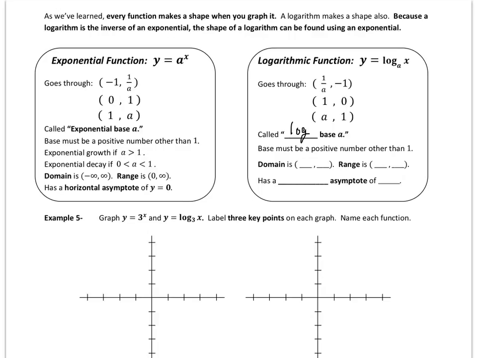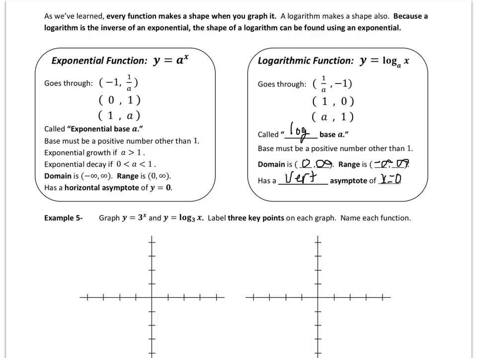Now, what's our domain then? Look over the exponentials. It's 0 to infinity. Good, that's our domain. And then what's our range? Negative infinity to infinity. Good. So the domain of the exponential is the range of the log, and the range of the exponential is the domain of the log. Now, instead of a horizontal asymptote, this one has a vertical asymptote of x equals 0.